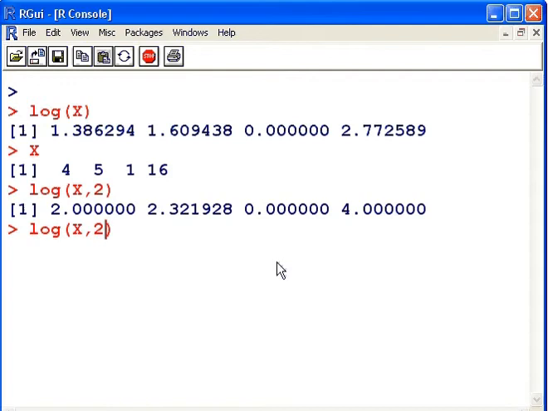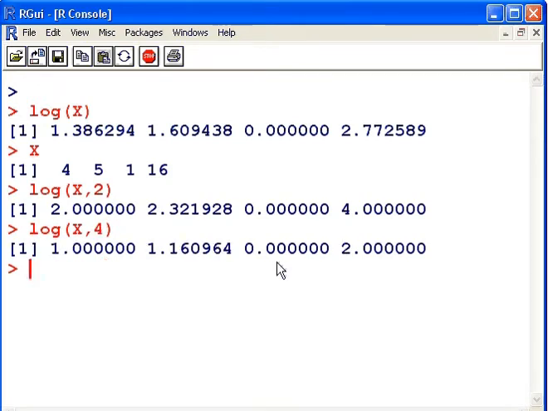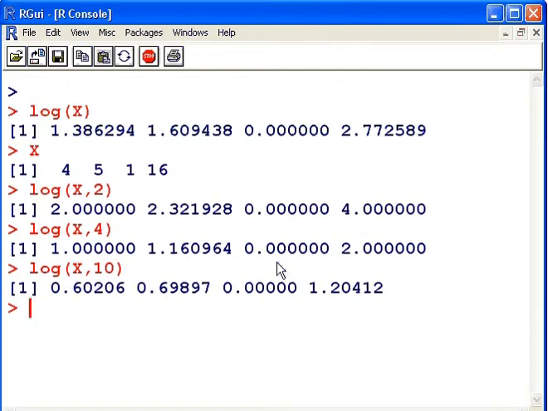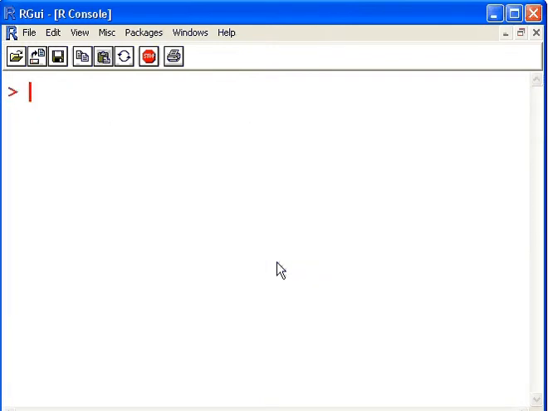And let's say log to the base 4, and log to the base, let's say 10. Log to the base 2 and log to the base 10 would be sort of very commonly used logs in information theory. Okay, so that is logarithms, both the natural log and log to the base 2 and 4 and so on. What we're going to look at now is exponentials.